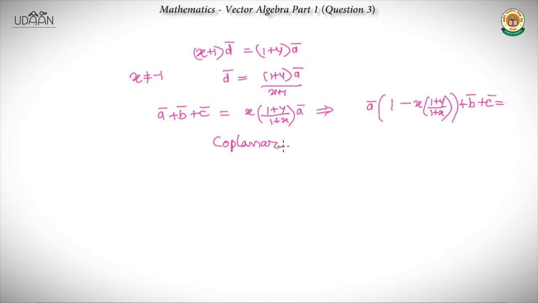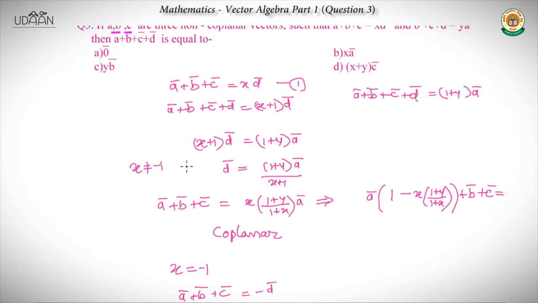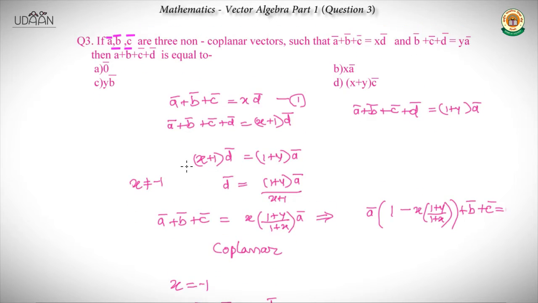But it is given in the question that there are 3 non-coplanar vectors. So our assumption is wrong, and it implies that x is equal to minus 1. So what we get is a vector plus b vector plus c vector is equal to minus d vector. So we get a vector plus b vector plus c vector plus d vector is equal to 0, or null vector.